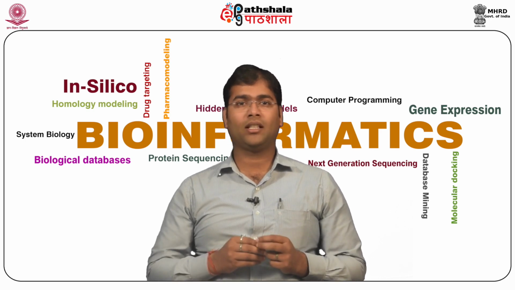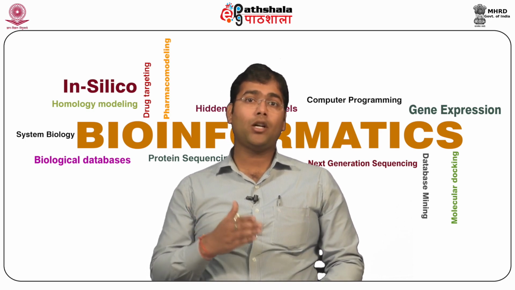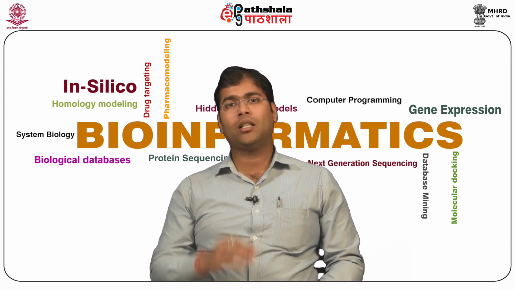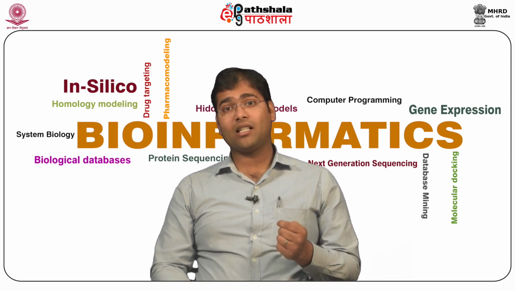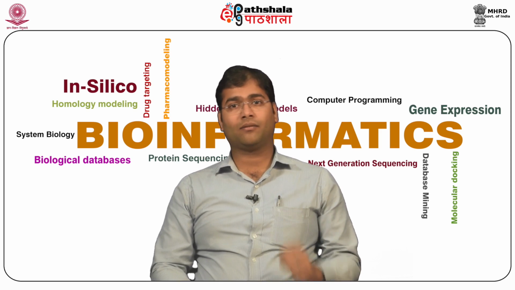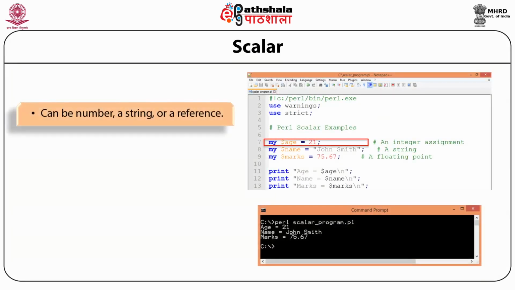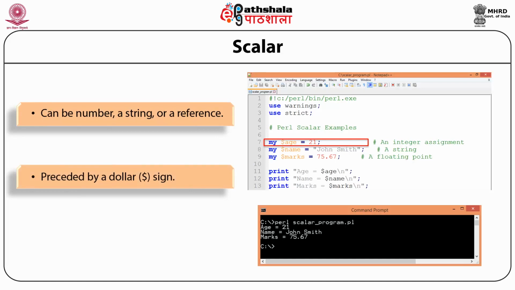Perl data types. Like other programming languages, Perl knows about different varieties of data. Perl has three basic data types: scalars, arrays of scalars, and hashes of scalars. Scalars are variables which can be a number, a string, or a reference or address of a variable. They are always preceded by a $ sign. For example, here scalar $age is equal to 21, which is an integer value. $name is John, which is a string, and the third scalar is $marks, which is a float value.